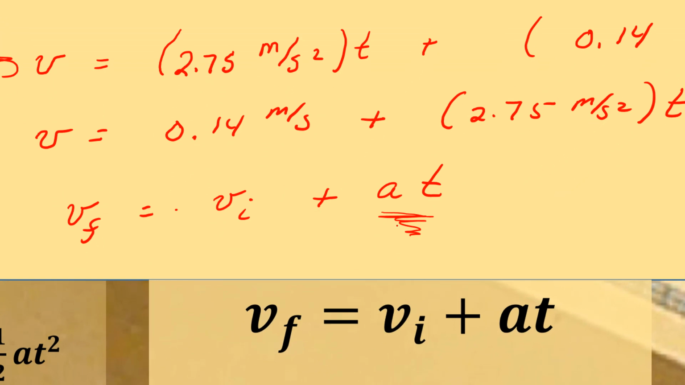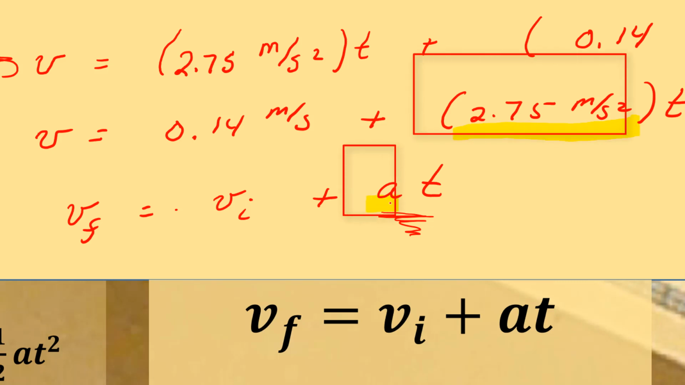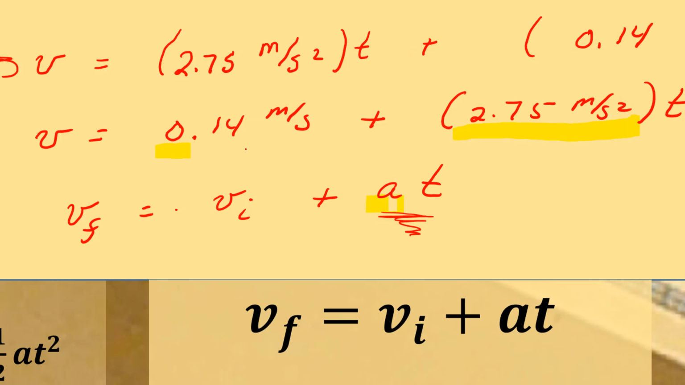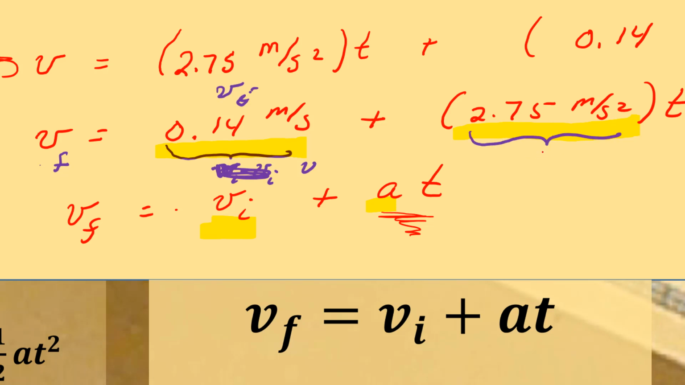And if we look at this, we can see that the number multiplying t is our acceleration, and the number by itself is our initial velocity. So that means from this equation, this v here is our final velocity. This term here is our initial velocity, and this term here is our acceleration. So we did all the writing the equation and relating the equation to formulas learned in class for our linear graph. Now we're going to go to that tricky curve graph.